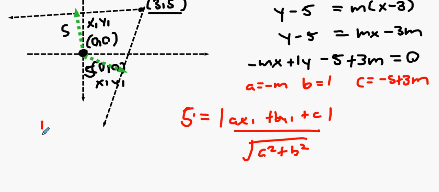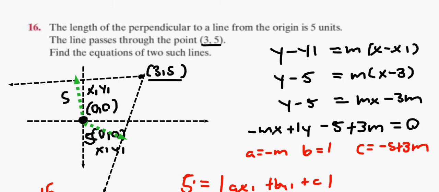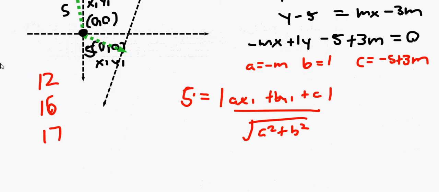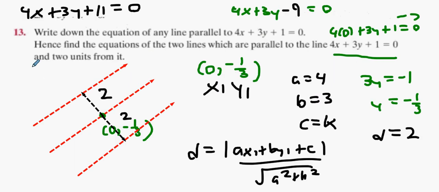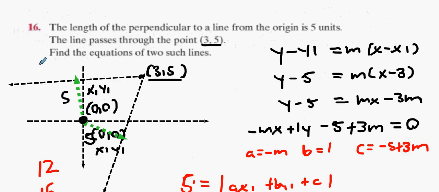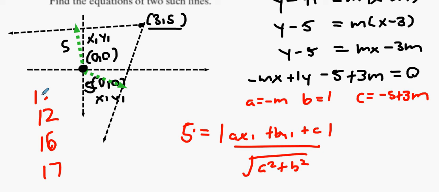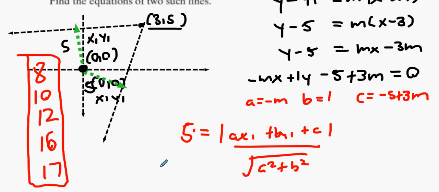So I want you to do 16 and 17. I want you to try 12, 10, and 8. Okay, that's what I want you to try tonight, where possible.